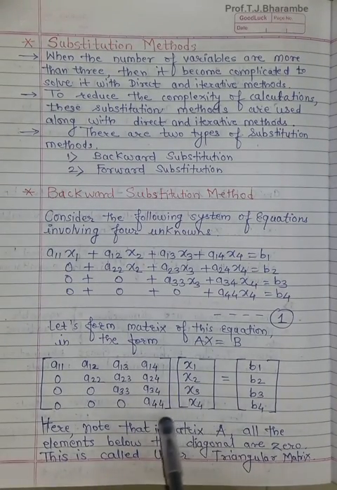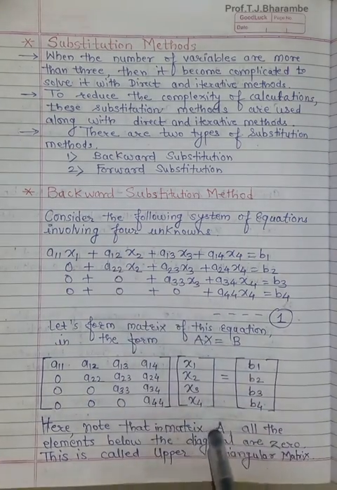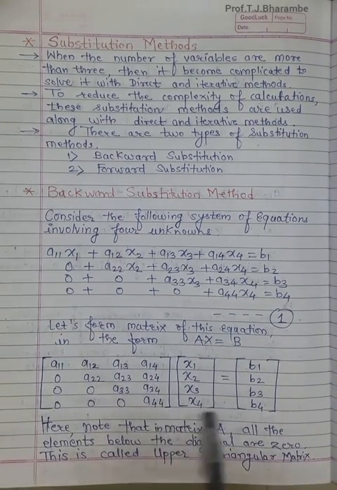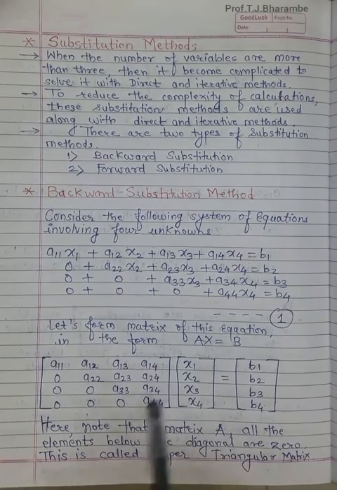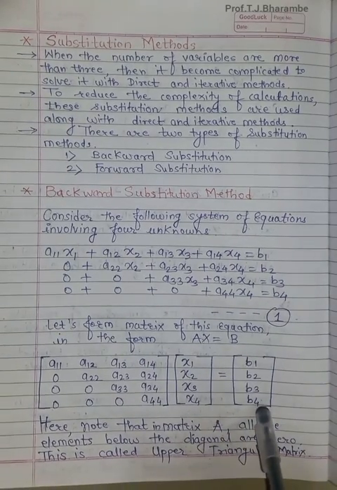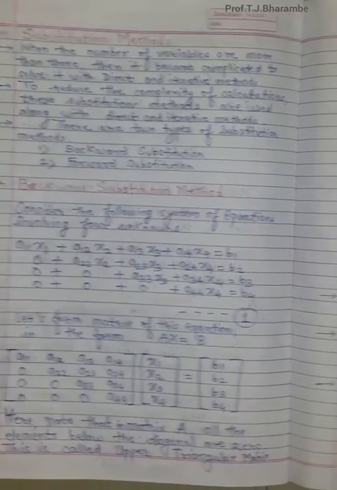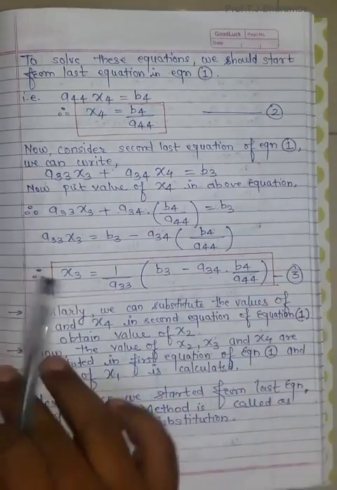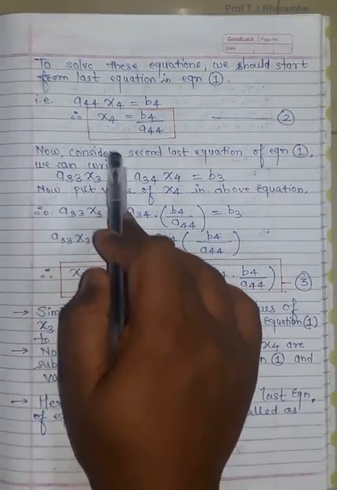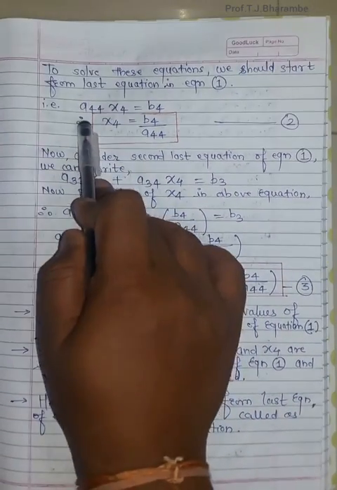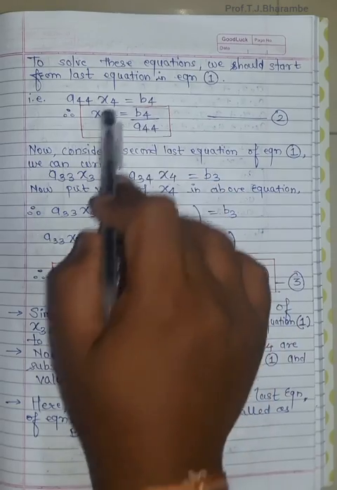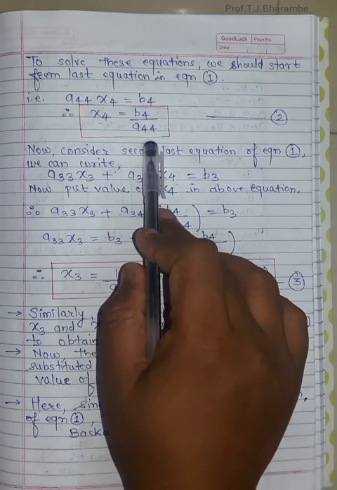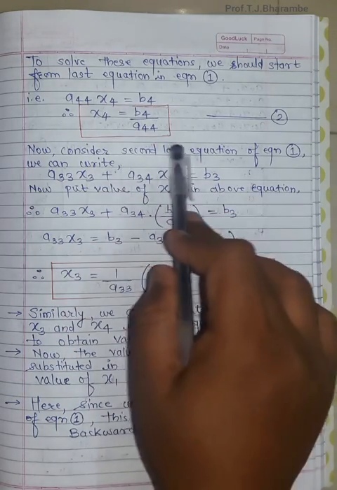So we will apply backward substitution. What do we mean by backward substitution? Backward substitution means we have to start from the last equation. Here you can see there is only one unknown, that is a44x4 is equal to b4. On the next page, we have taken the last equation, a44x4 is equal to b4. By simplifying this, we find the value of x4: x4 is equal to b4 upon a44. So we have easily found the value of x4.